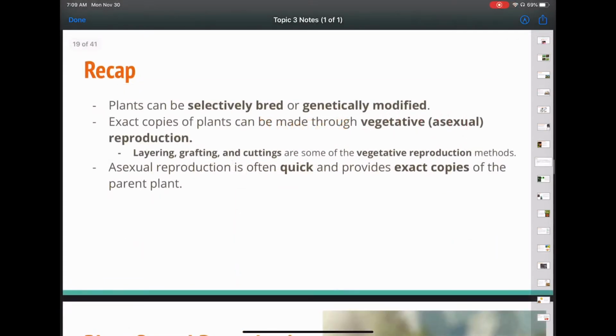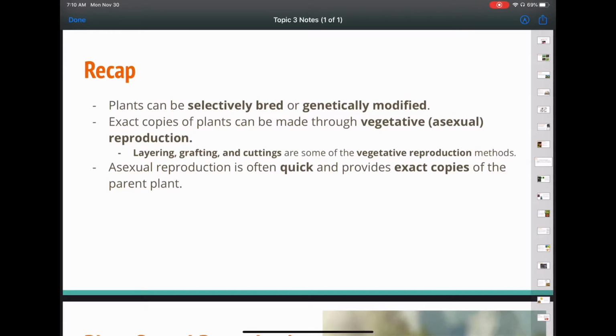So if you remember last video, we talked about that plants can be selectively bred or genetically modified. Okay. And then we went into talking about asexual reproduction. We said it's often quick and it provides exact copies of the parent plant. So if the parent plant was an excellent plant and had a lot of desirable characteristics, asexual reproduction is a really positive thing. However, providing an exact copy of something that's not a great plant clearly wouldn't be the best.